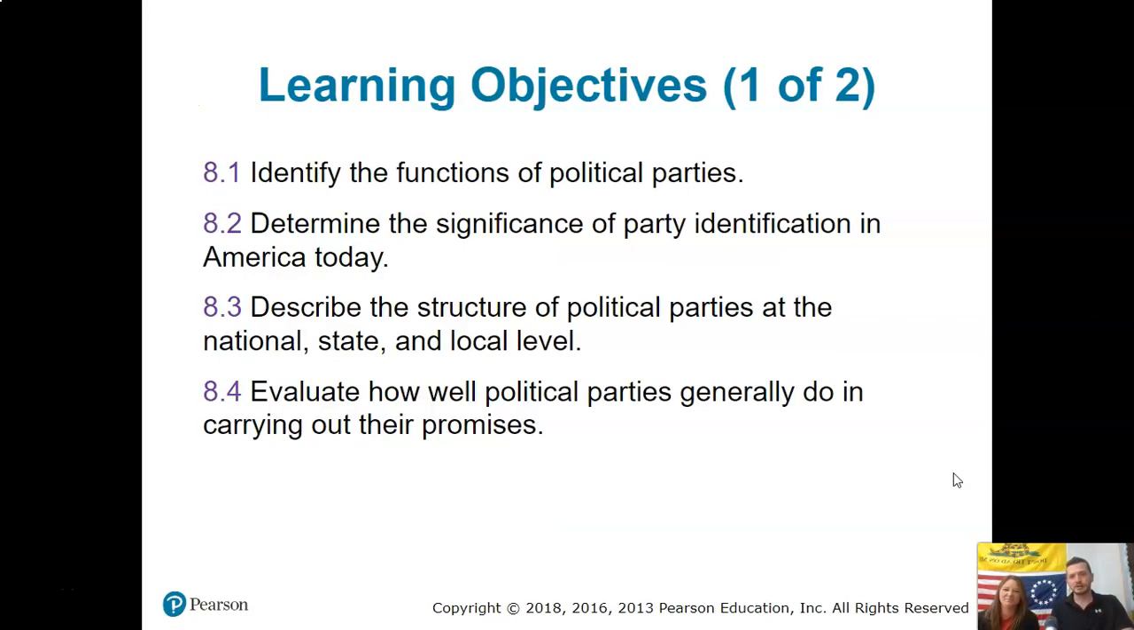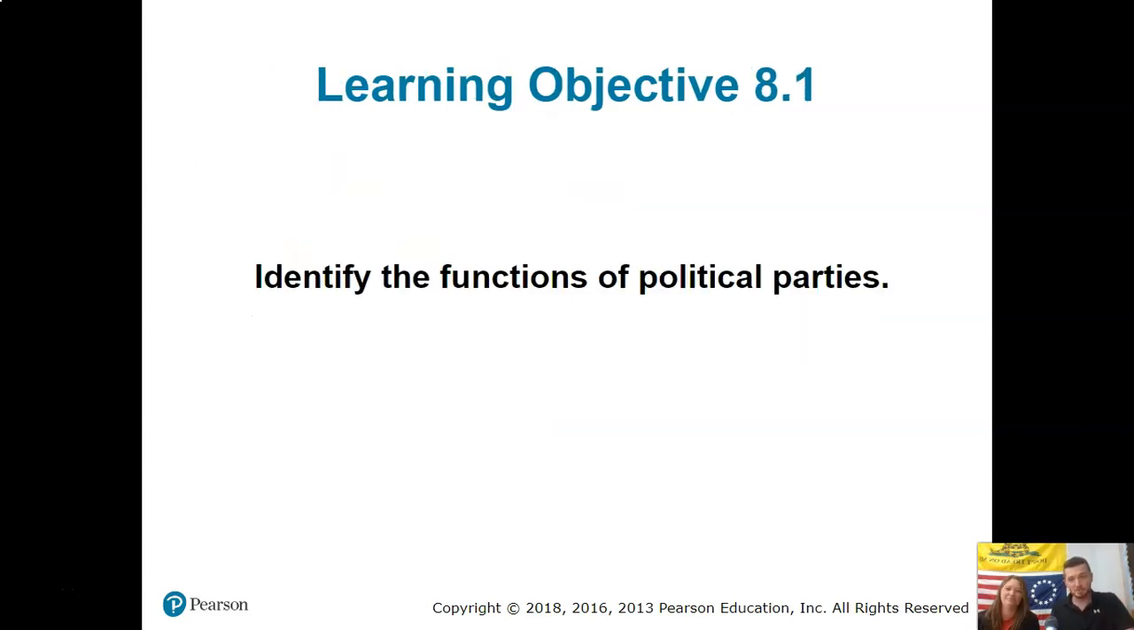Political parties. All right, so here are your objectives for this unit. This is just going to be for each of the sections, so we're not going to cover it. Number 1, identify the functions of political parties.